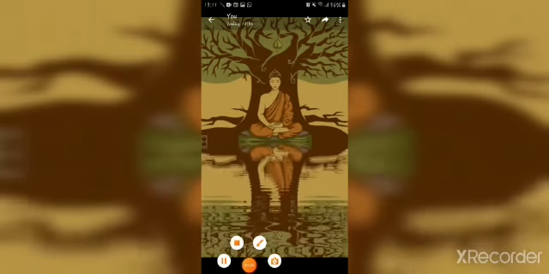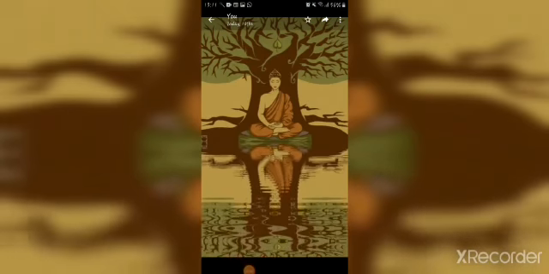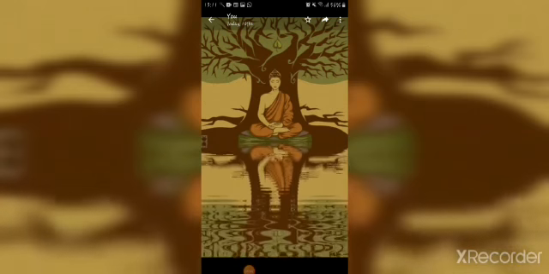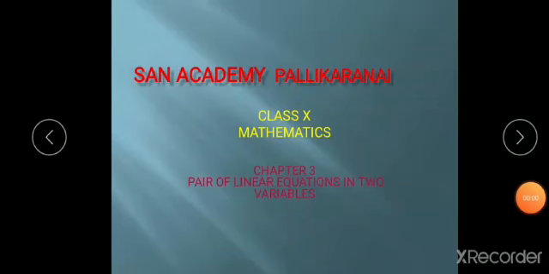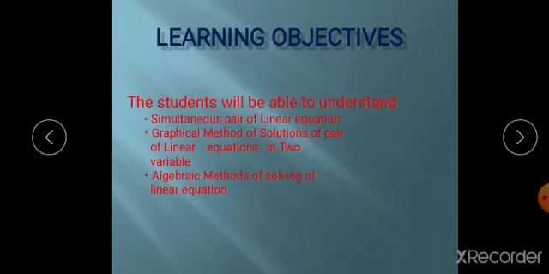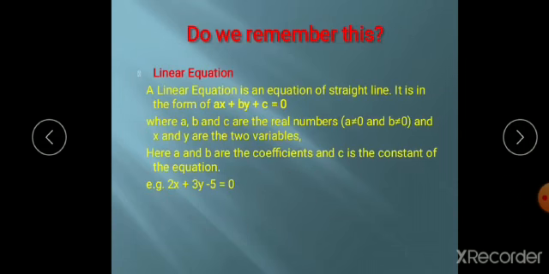Let me start the class. Chapter 3, first part. Class 10 mathematics, Chapter 3, pair of linear equations in two variables. At the end of this session, we will be able to learn about the simultaneous pair of linear equations, the graphical representation of the pair of linear equations, and the algebraic method of solving linear equations.